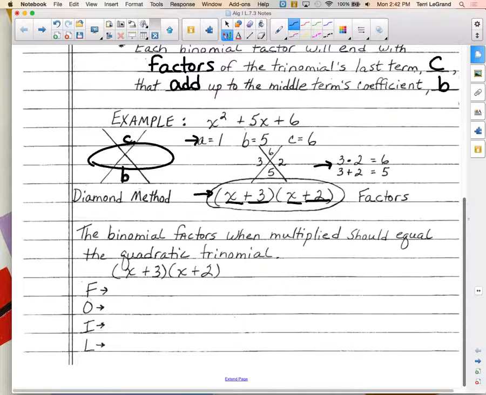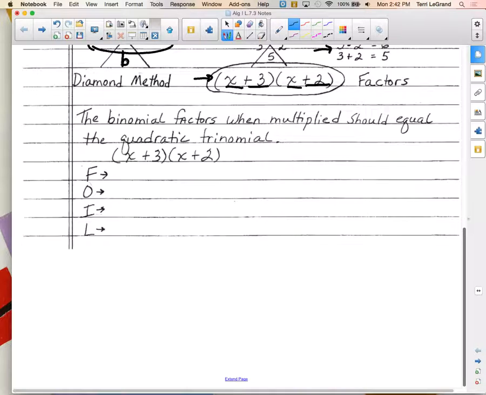Okay, I want you to multiply those out because you're going to do this in your homework today also. I want you to see if this is a good name for x squared plus 5x plus 6. I want you to multiply it out. You could either use FOIL, or if you prefer, the rectangle method, you can use the rectangle method. Multiply it out. The x plus 3 times the x plus 2. What do you get?